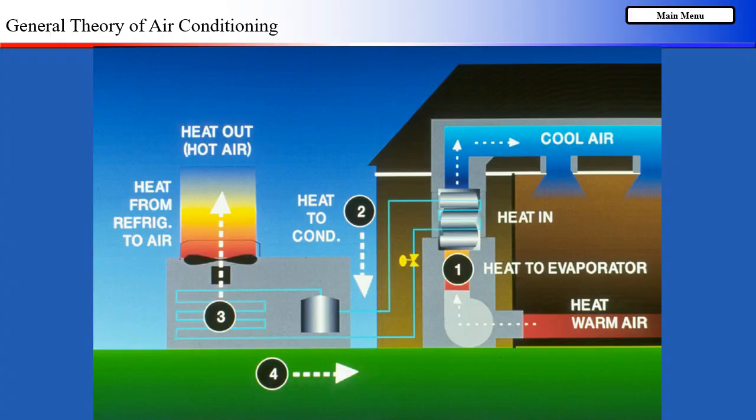Next, the heat is absorbed by the refrigerant in the evaporator and is moved along to the condenser. Then the heat moves from the refrigerant to the outdoor air. This causes the outdoor air temperature to rise as it flows over the condenser. Now, with the heat removed from the refrigerant, it can be circulated back to the evaporator to repeat the process.